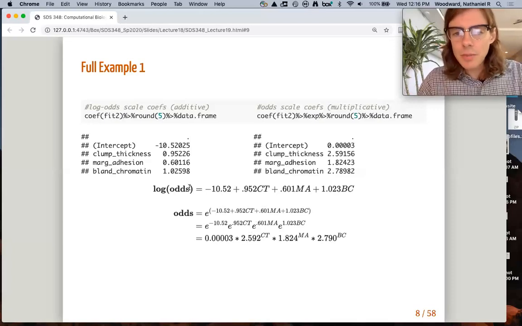Interesting, right? So just compare those two for a sec. This is additive. We're adding the individual effects to get the predicted log odds. But with odds, since we exponentiated, that's now a multiplicative relationship. So now we're multiplying the individual effects to get the predicted odds.